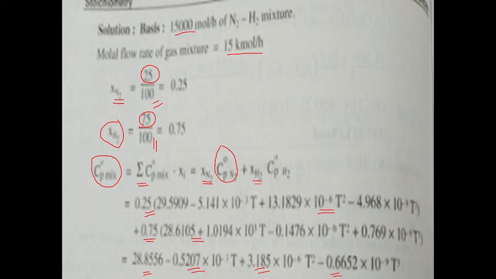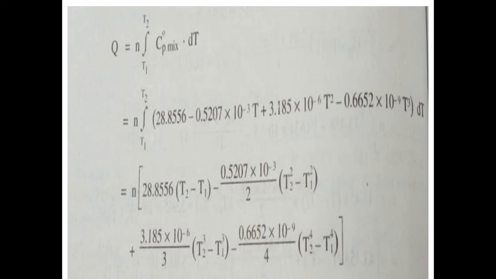With the help of the Cp0 mixture, we are going to calculate the heat value. What is the capital Q? Capital Q is equal to N into the integration from T1 to T2 of Cp0 mixture into dt. Why do we prefer Cp0 mixture? For this problem more than one component is present, that's why you should take Cp0 mixture.